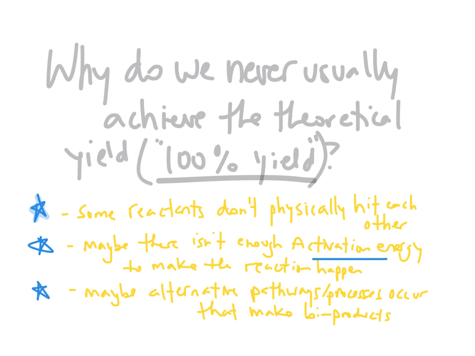And then thirdly, maybe there's an alternative pathway or process that might occur to create a byproduct. So maybe during the reaction, we can have little side reactions happening based on some of the products produced, or some of the conditions, or some other things we didn't realize are also in the reaction vessel or that the reaction is exposed to. Basically, little unpredicted chemistries can also occur to draw down the yield of our desired product.